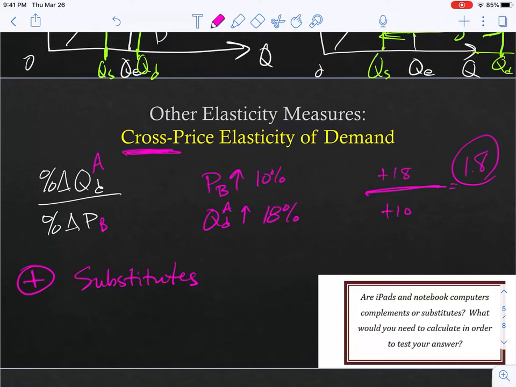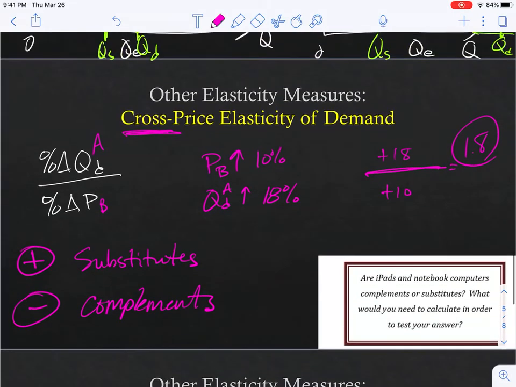But the other scenario is that if the price of salsa goes up, it's possible that tortilla chip sales go down, and that these move in opposite directions. And so if you were to end up with a negative result, that would suggest not that you have substitutes, but in fact you have complements. So the sign of your answer is really important. The sign helps tell you if you have substitutes or complements.